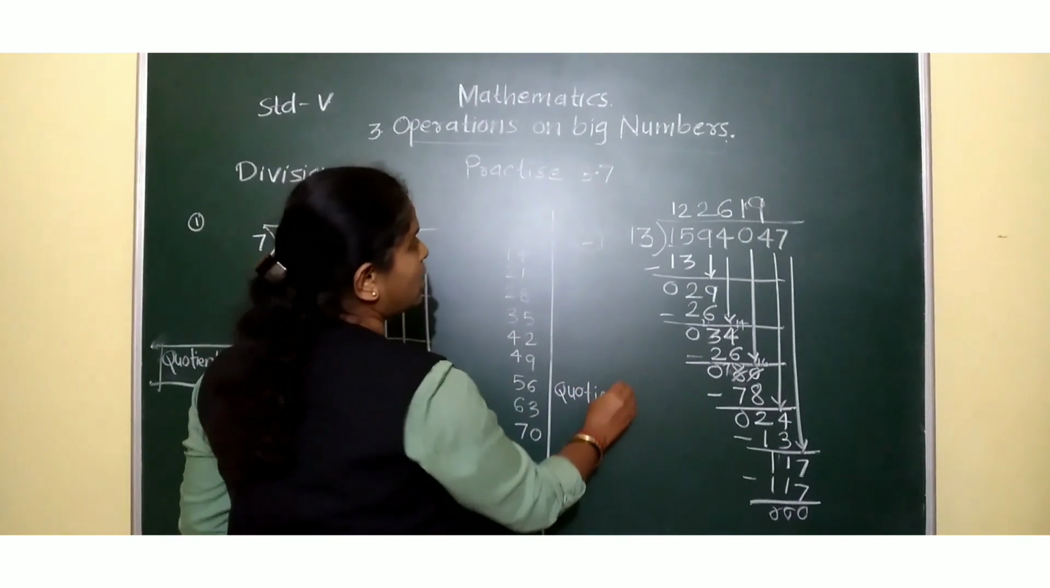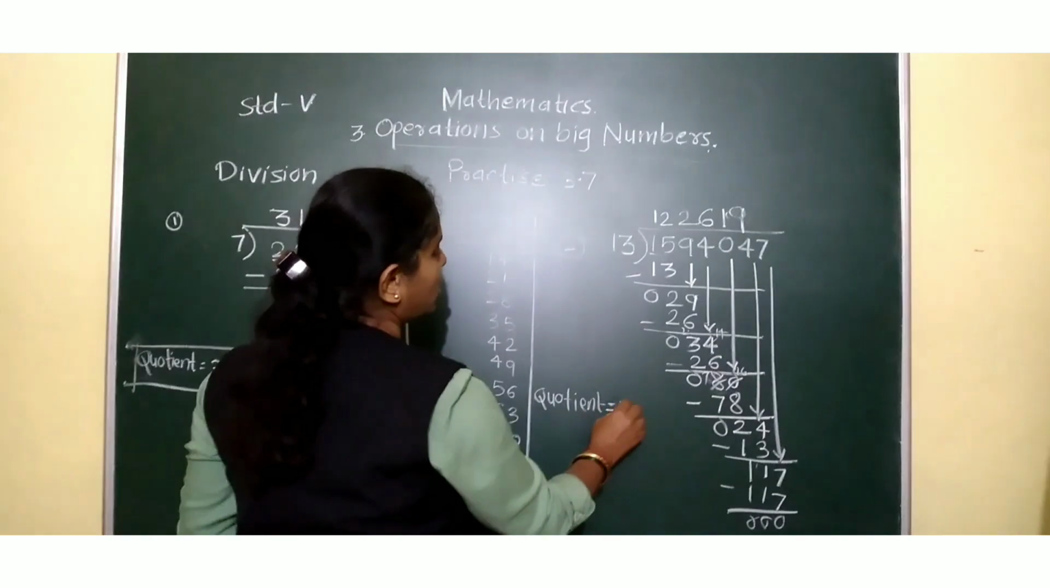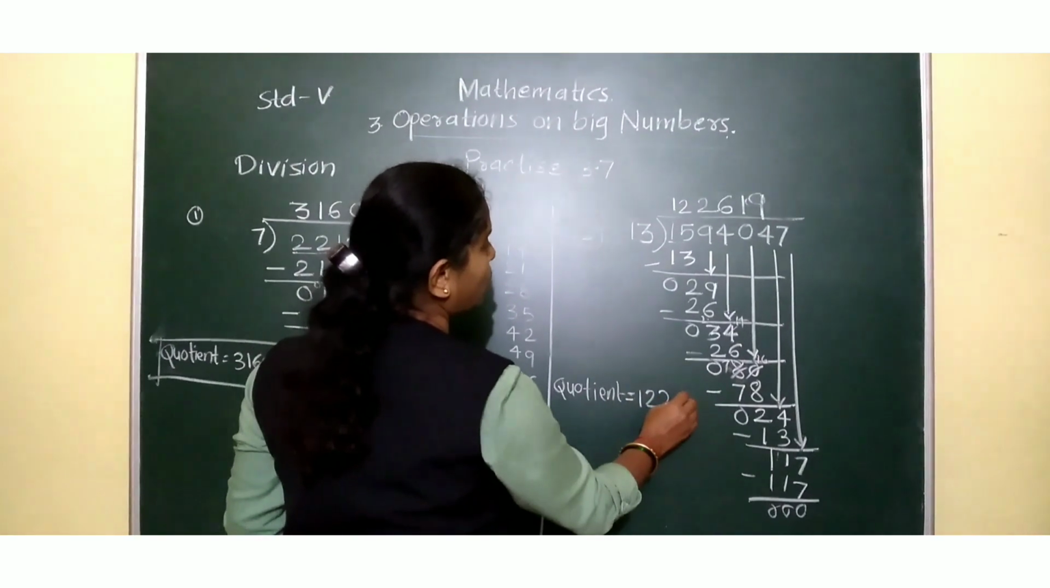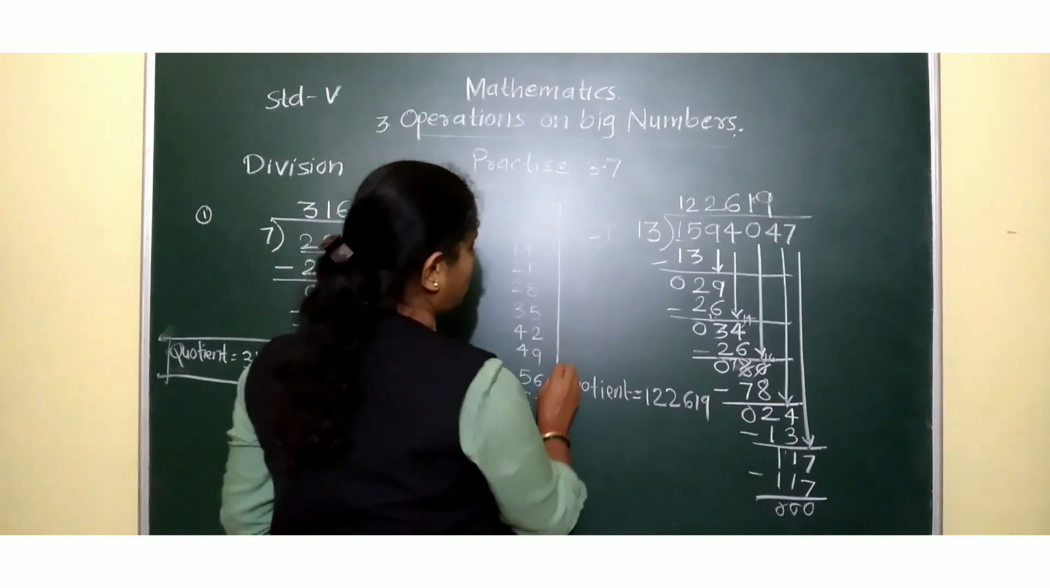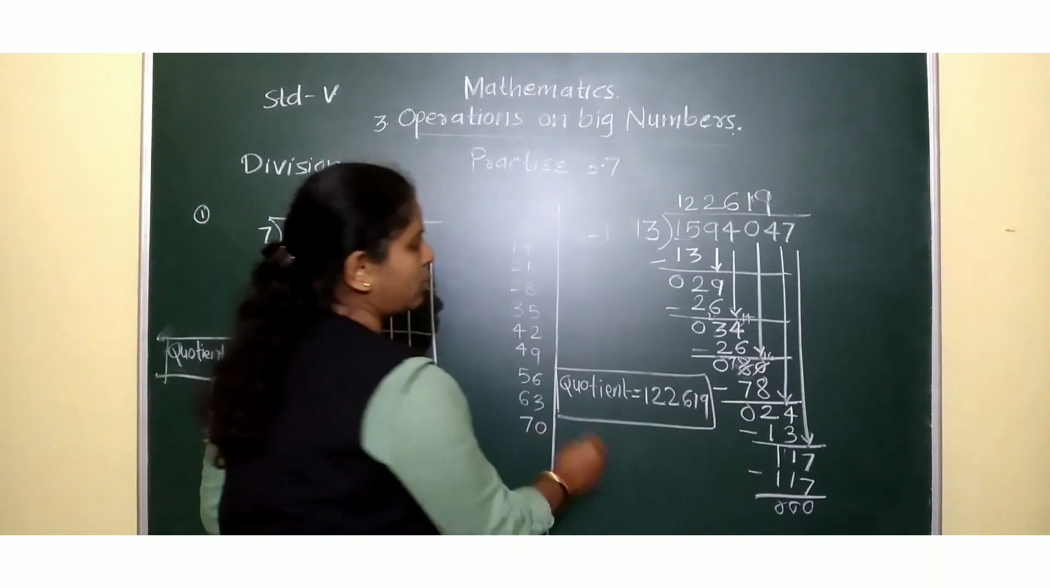So what is the quotient of this? What is the answer? The quotient is 122,619. This is the quotient.